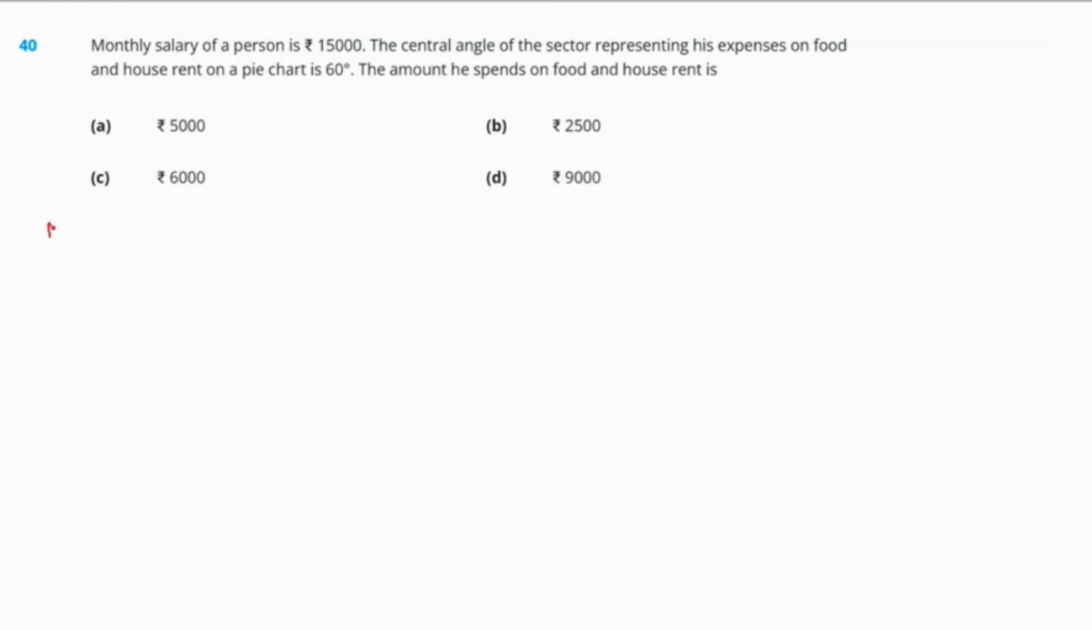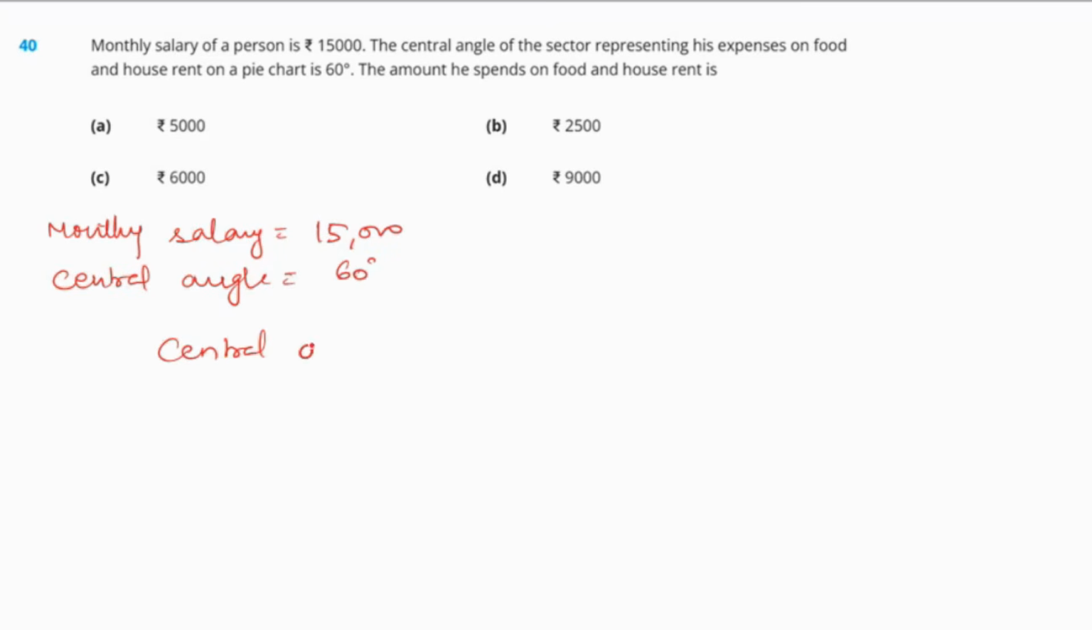So what we can do, we can easily solve this question. Since the monthly salary is given to us, and central angle is also given to us, which is 60°. And to figure out the central angle, the formula we are using for the particular section, the sector angle, is the amount spent on food divided by the total amount he had, his monthly salary, times 360. Okay, that we need to do.